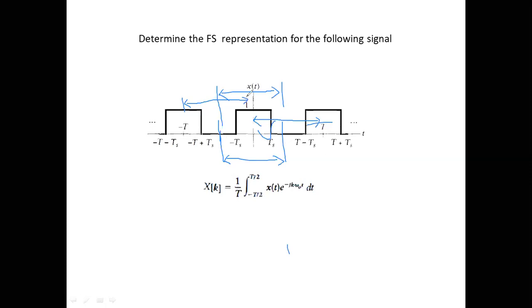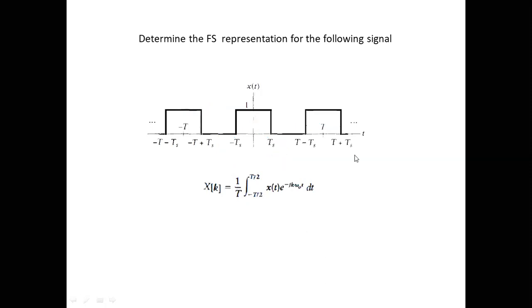The entire width, as I told, is T, but it is non-zero only from minus Ts to plus Ts, right? So that is why the integration limits will be minus Ts to plus Ts. What about omega naught? If the period is T itself, omega naught equals 2 pi f, or 2 pi by T. That will be the thing.